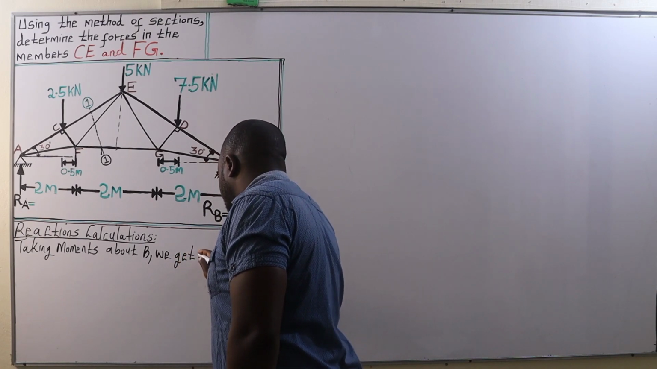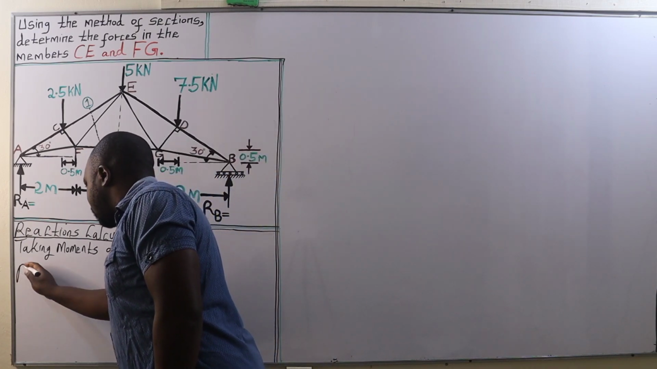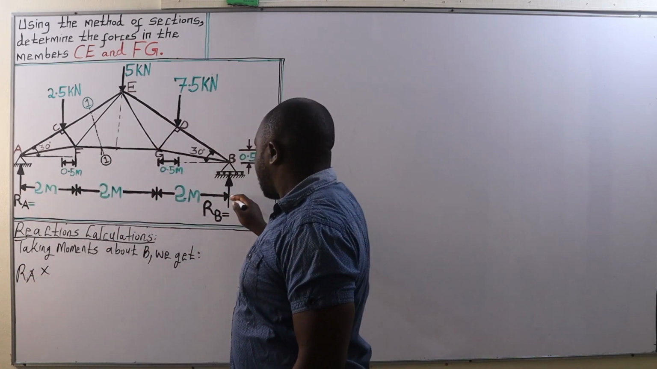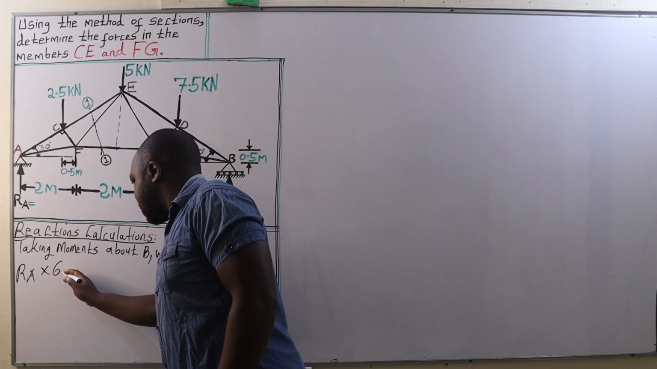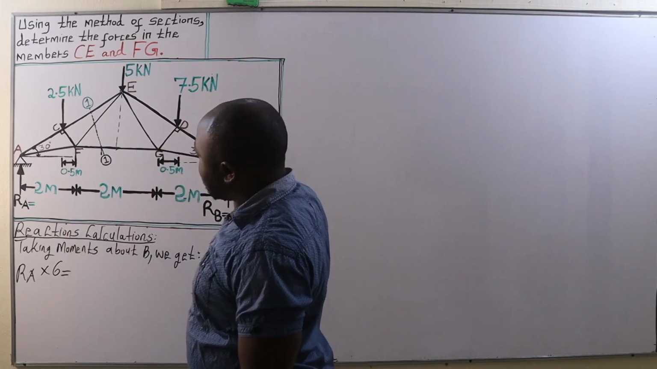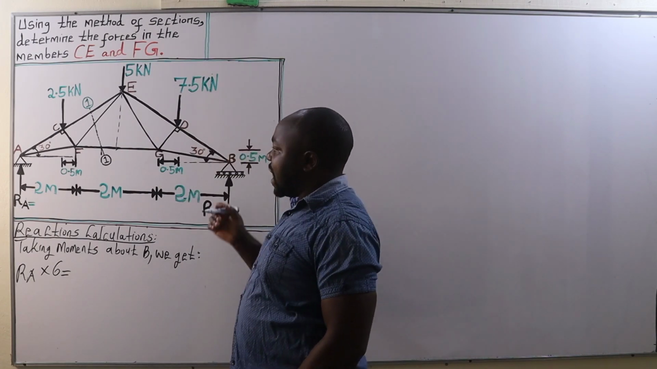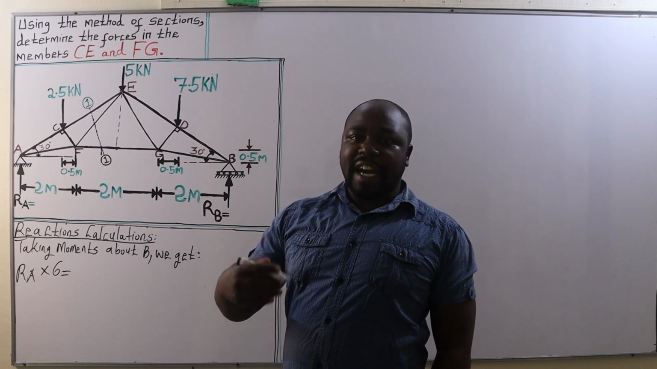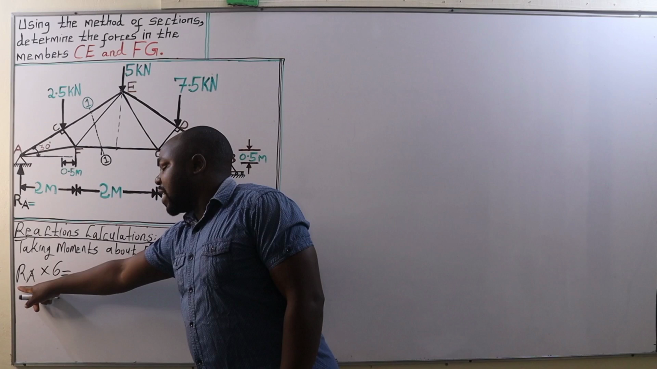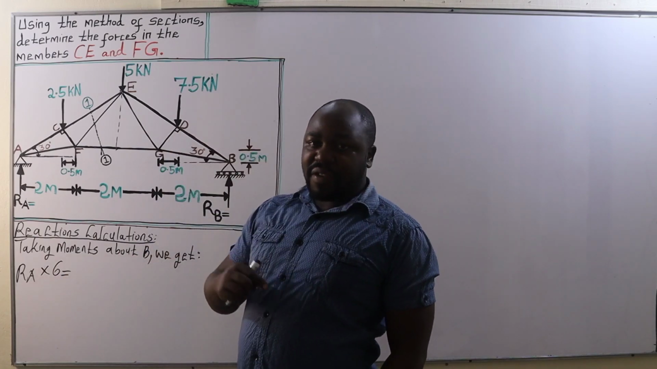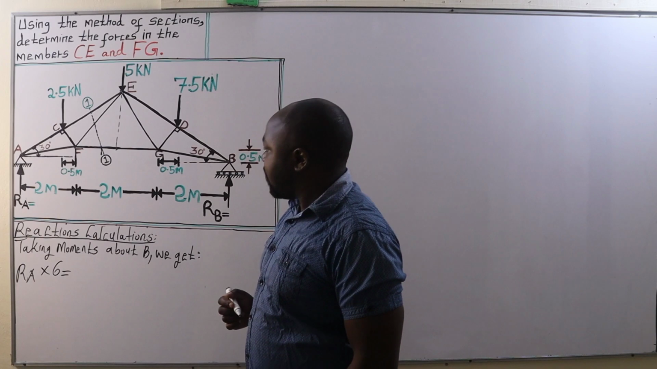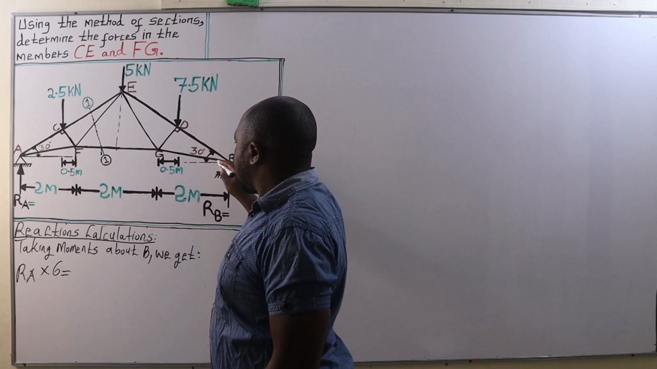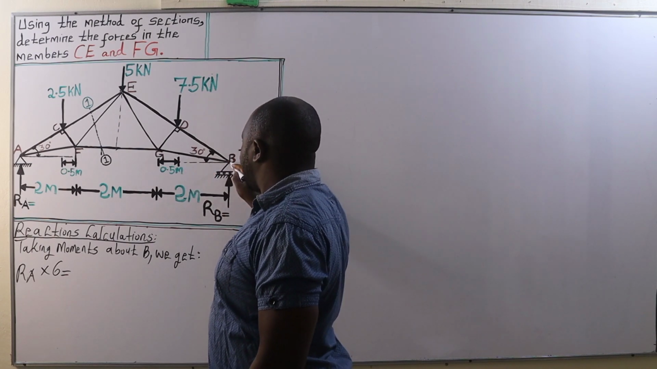So we are going to have RA multiplied by the distance from A all the way to B, which is 6 meters. That is a clockwise moment, equal to the following anti-clockwise moments. Remember, the sum of clockwise moments must be equal to the sum of anti-clockwise moments. One of the anti-clockwise moments will be 7.5 times the distance from its point of action up to B, which will be 1.5 meters.